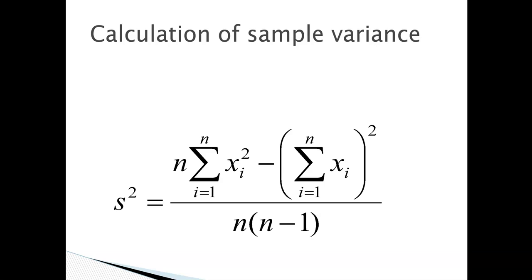We can also use another formula to calculate the variance. In this case, the variance will be equal to n multiplied by the summation of the square of each data point, minus the square of the summation of these data points, where the summation is from 1 to n, and all this is divided by n multiplied by n minus 1.